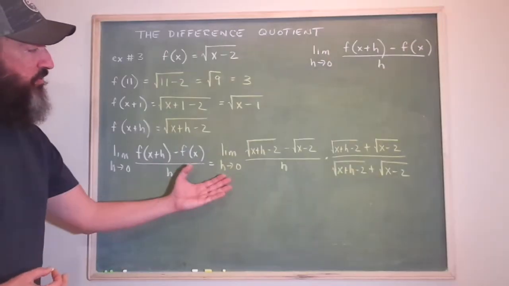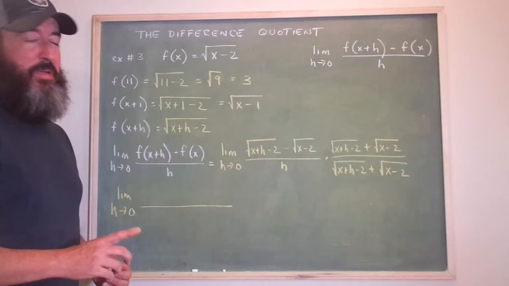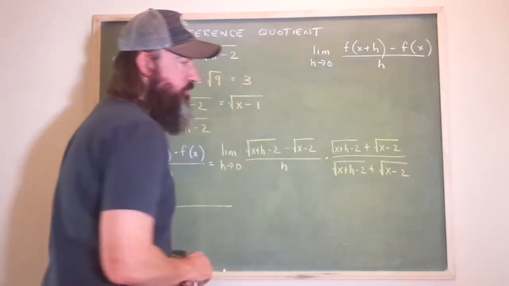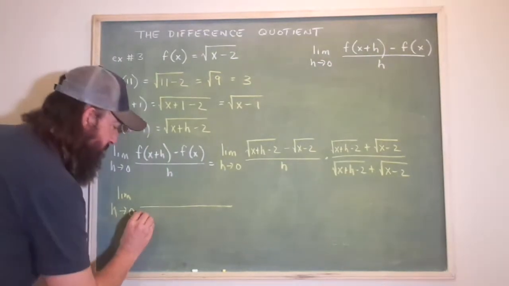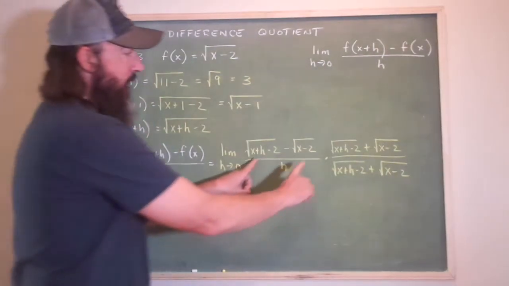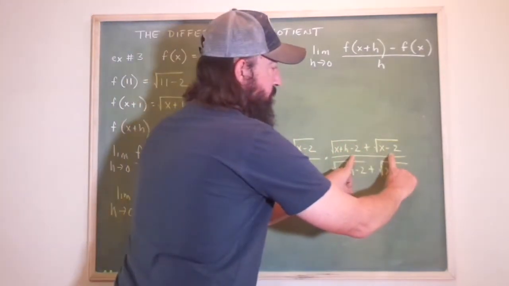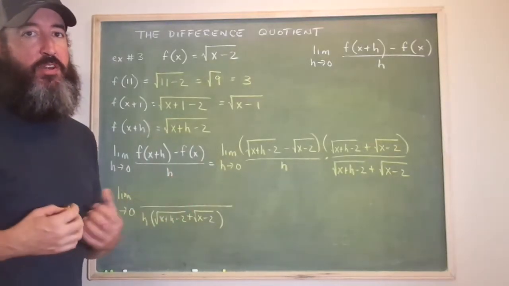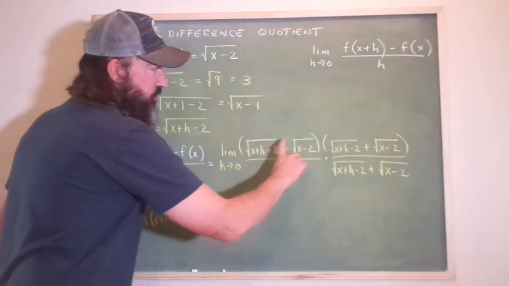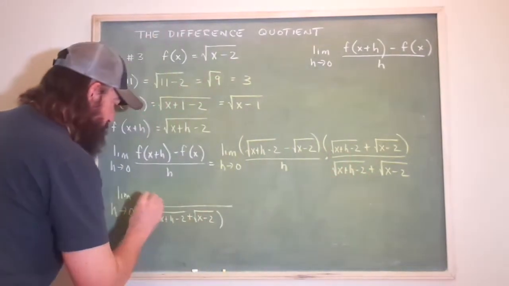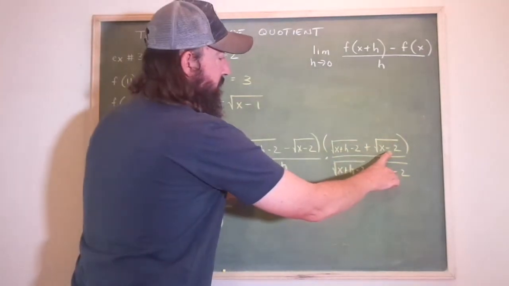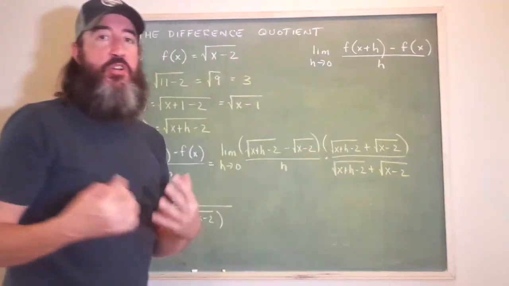So I'm still going to have the limit as h approaches 0, and my denominator is h times this binomial. I'm not going to distribute the h. I'm simply going to indicate h times that binomial. Now, my numerator, I have a binomial times a binomial. But they're conjugate pairs, so I know lots of things are going to cancel out. First of all, the square root of x plus h minus 2 times the square root of x plus h minus 2 is just x plus h minus 2. I know this outside and this inside are going to cancel because they're conjugates.